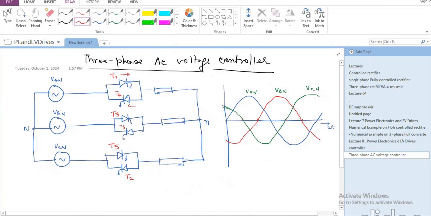So A phase diode would have started conducting right here. B phase diode would have started conducting right here, positive diode. C phase diode would have started conducting right here. So alpha is calculated from VAN or VBN or VCN zero crossing for each of these devices. So if I am assuming that, let us say this is the alpha value, I'm going to calculate alpha like this. So let us say alpha is this, which is equal to 60 degrees.